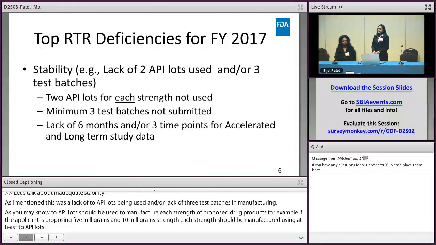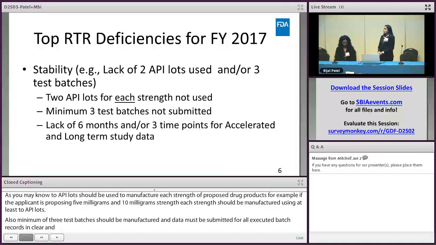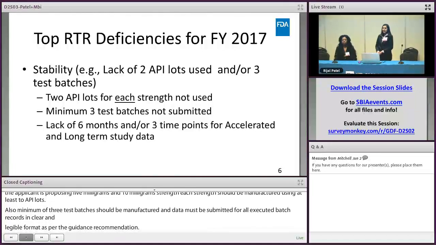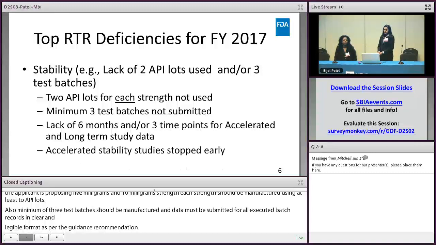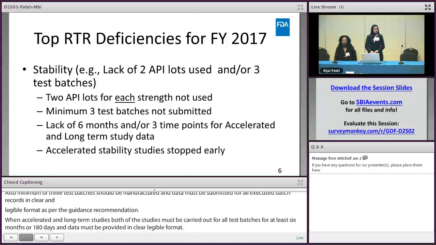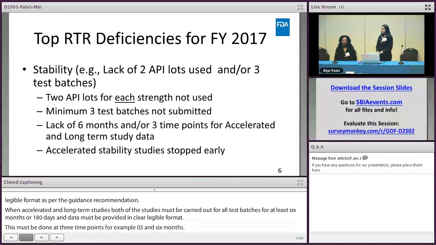For accelerated and long-term studies, both of these studies must be carried out for all test batches for at least 6 months or 180 days, and data must be provided in clear, legible format. And this should be done at 3 time points, for example, 0, 3, and 6 months. Also, when the 6-month accelerated studies show significant change or failure of any attribute, the study should still be carried out for full 180 days, and data must be submitted in clear, legible format at time of ANDA submission, along with all other required studies, such as both orientation, worst case and non-worst case orientation for some products that require such studies.